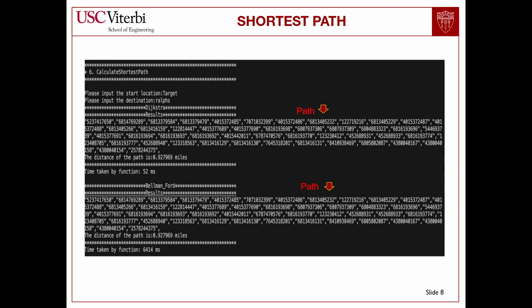So this function is shortest path. Here we are inputting a start location, that is the source, and the destination. We have to find the shortest path, and that is done using two algorithms, Dijkstra and Bellman-Ford. It returns all the nodes traversed and also shows the distance of the path. Dijkstra is quite a bit faster compared to Bellman-Ford, as we can see from the time taken by the function. Bellman-Ford takes about 120 times as long as Dijkstra.